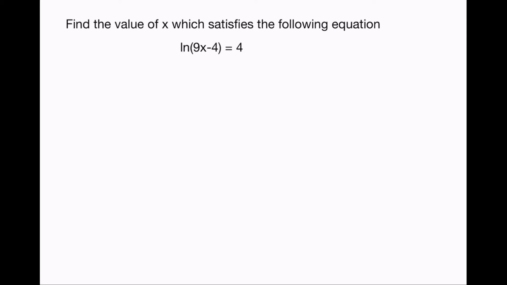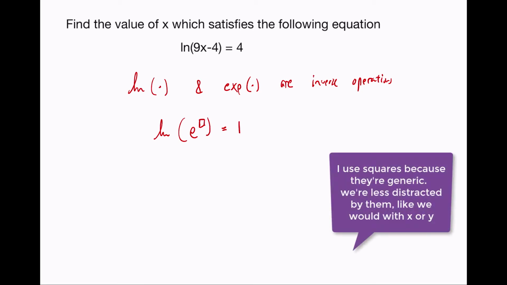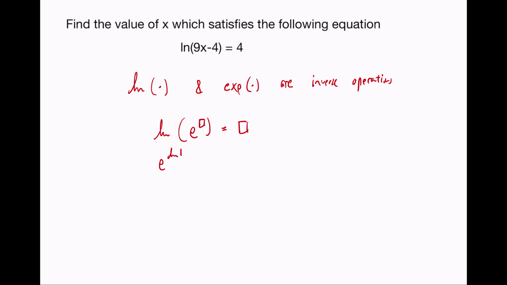The first thing that I want you to remember is that the natural log and e to the x are inverse operations. That is to say, if I take the natural log of e to the something, that's equal to that something that I started with. And if I take e to the natural log of something, that's also equal to that same thing that I started with. So exponential and logarithm cancel each other out.